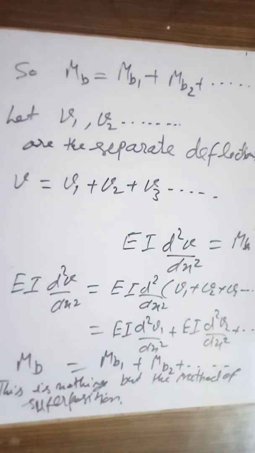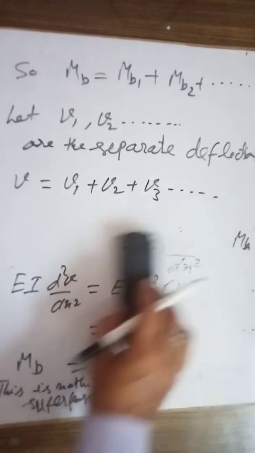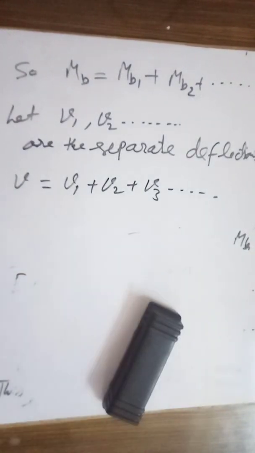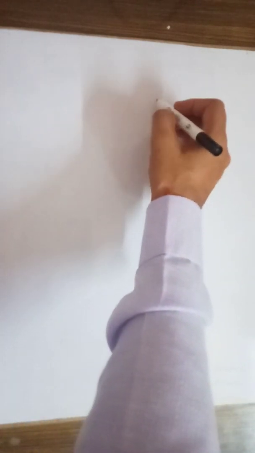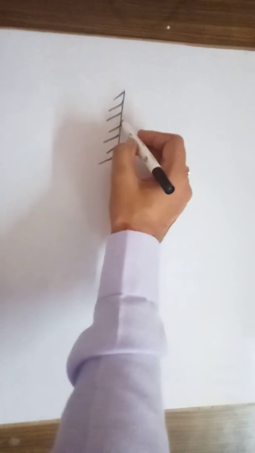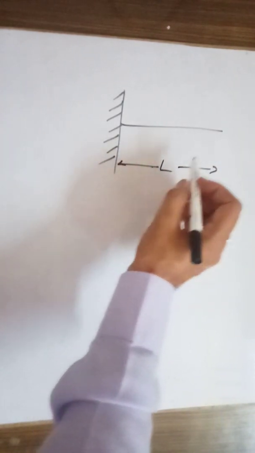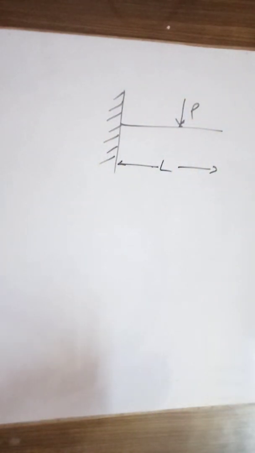Okay, so let us try to understand it with the case of a cantilever. Let me raise this first to have some space on this. So in the case of the cantilever, if this is our cantilever, like this, and the length of this is L and a load is applied, if p is the load which is applied over there.